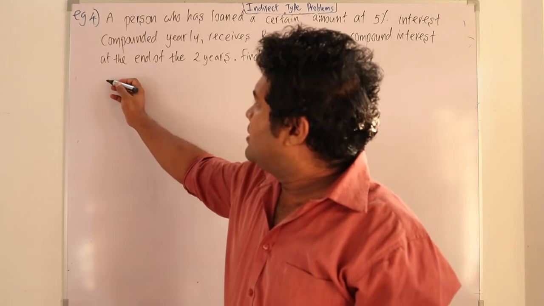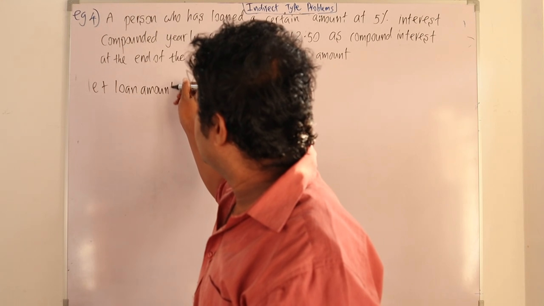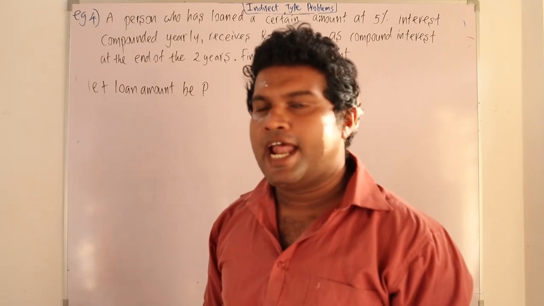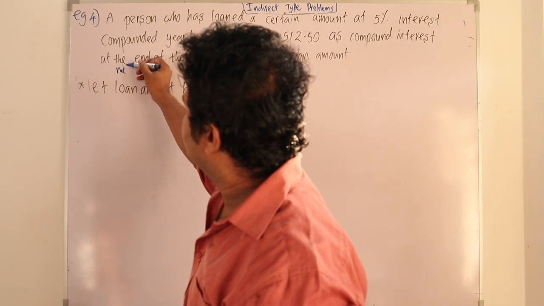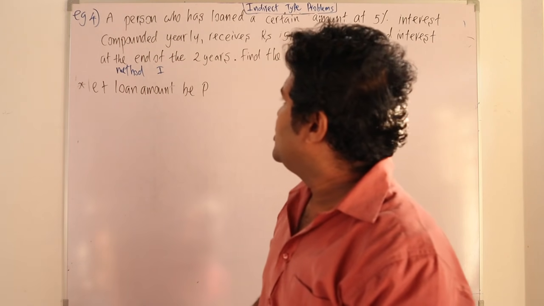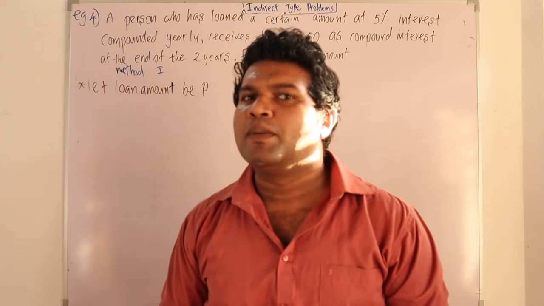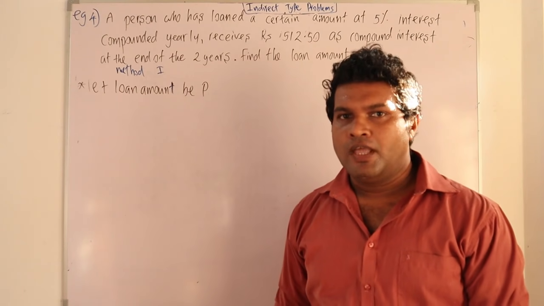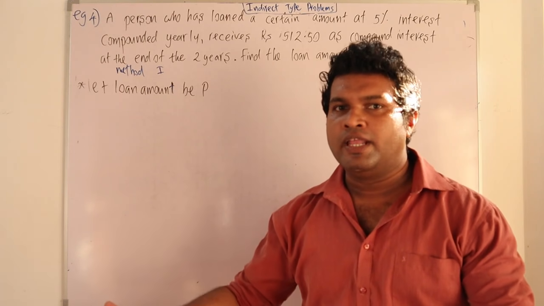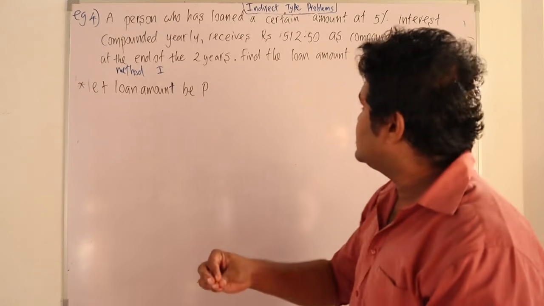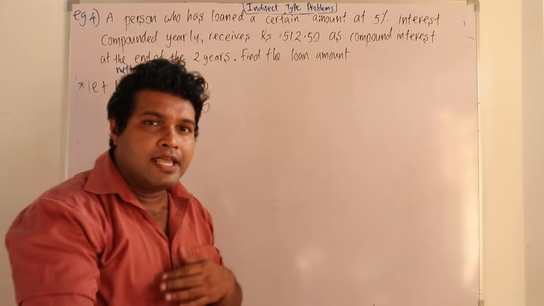Let the loan amount be P. Using an algebraic letter, we have to find that. This is method 1. What's the approach to get the loan amount? There is the data of the problem. When a problem is given, you have to pick the data. Don't just write what you feel. Carefully understand the data, and according to the given data only, we have to arrange the steps.